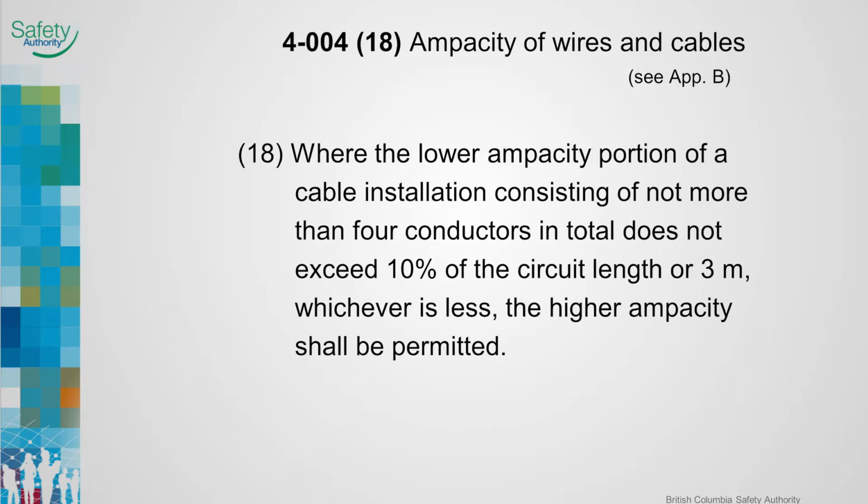The lower ampacity portion of the run will generate additional heat since it is carrying a current greater than its design. The higher ampacity portion of the circuit acts as a heat sink for the lower ampacity portion of the run. Where the lower ampacity portion exceeds 3 meters or 10% of the circuit length, or where multiple ampacity transitions occur throughout the run, detailed ampacity calculations must be performed by a qualified person.